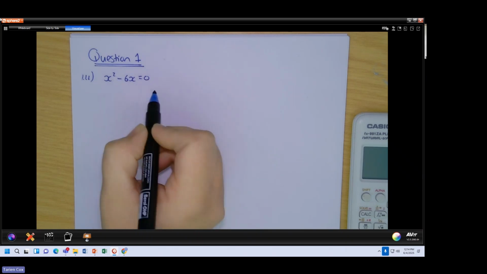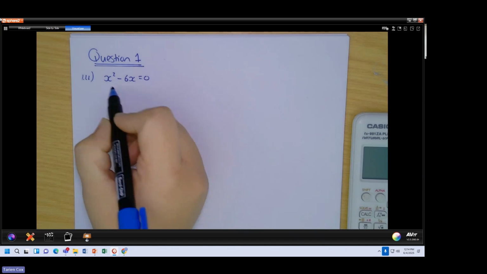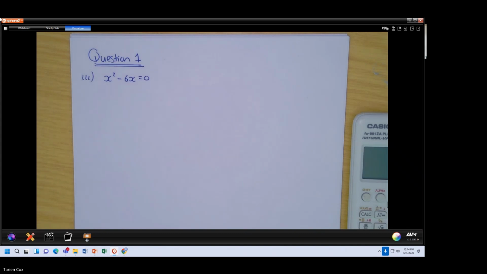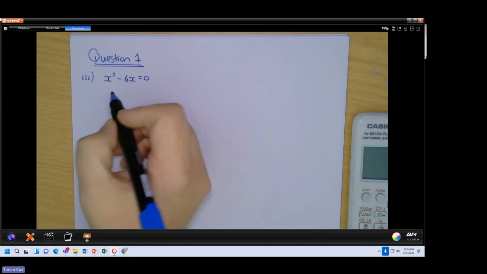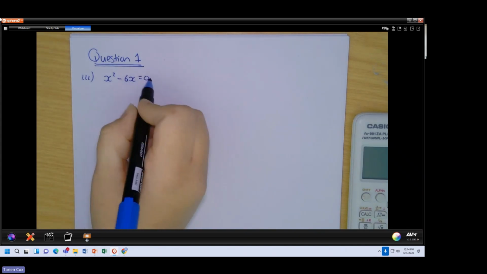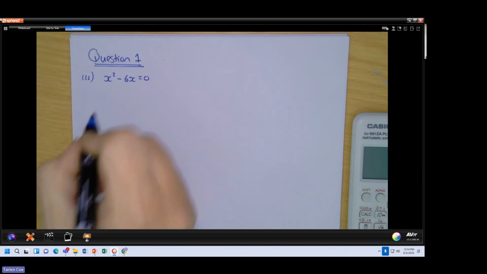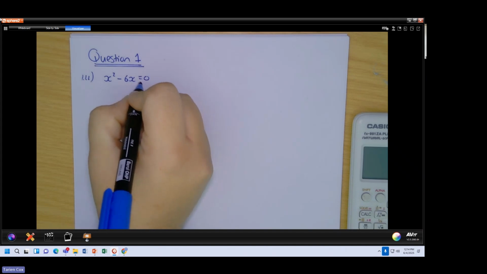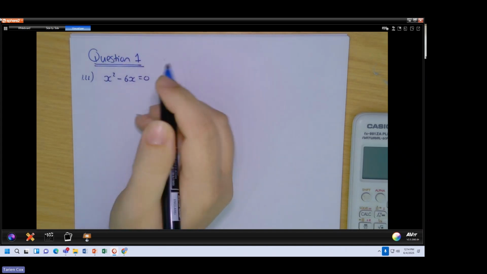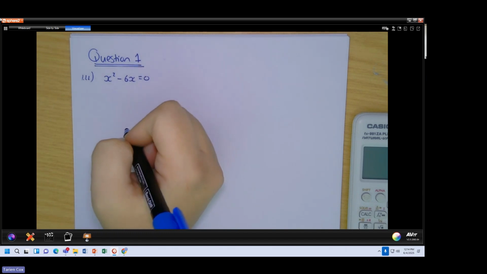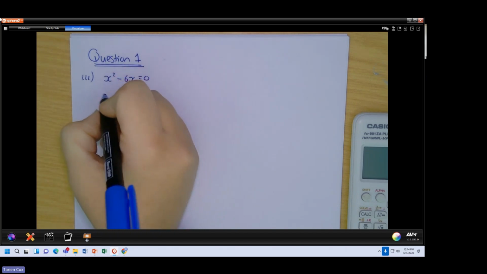The second thing that we need to look at is the fact that there is a 0. Because it's a quadratic equation, it must equal 0. So we cannot just take the 6x over and say, well, this is now how I'm going to go about it. We have to keep everything on the left-hand side, or the right-hand side, but it has to equate to 0. Which means now I'm going to have to factorize.